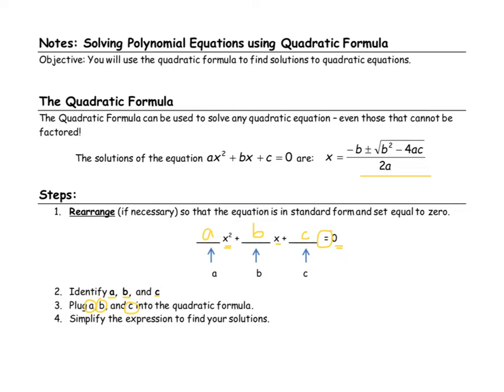The quadratic formula will be given to you on a formula sheet. However, you will be using it often enough that you should try to memorize it, and there's a song that can help you do so. The song goes, x equals negative b plus or minus square root b squared minus 4ac all over 2a.